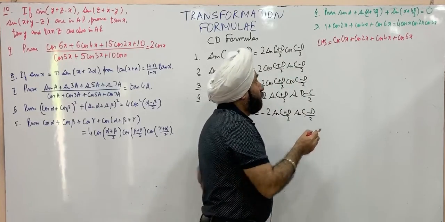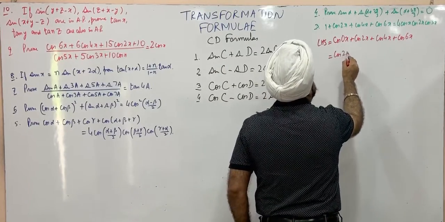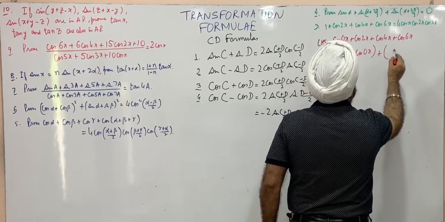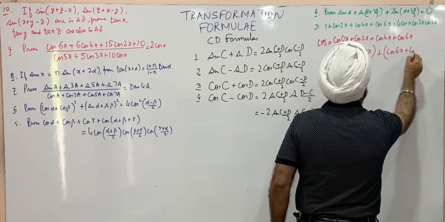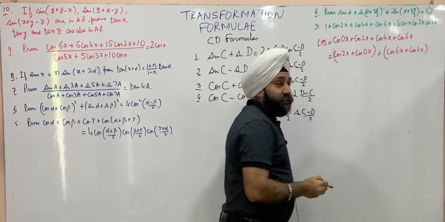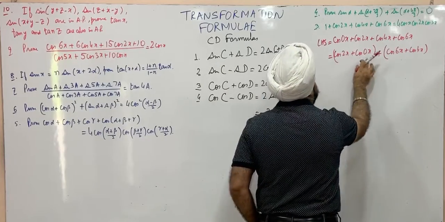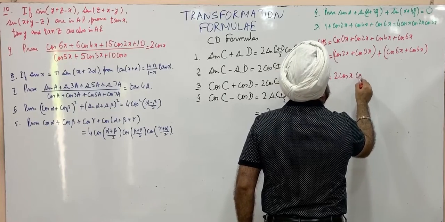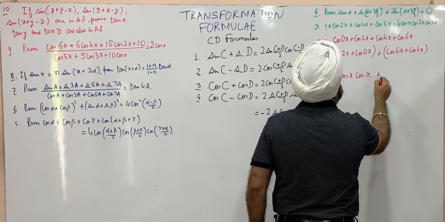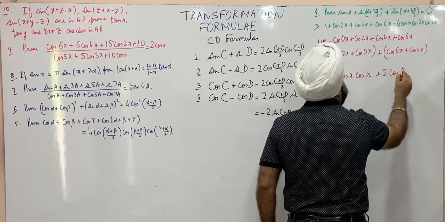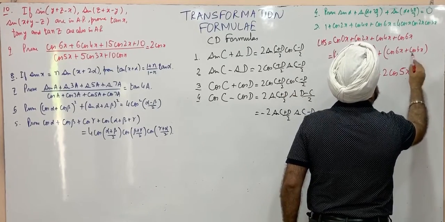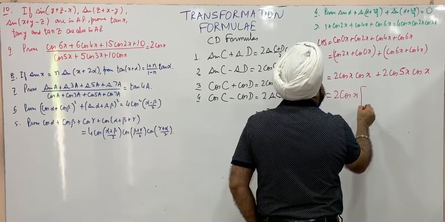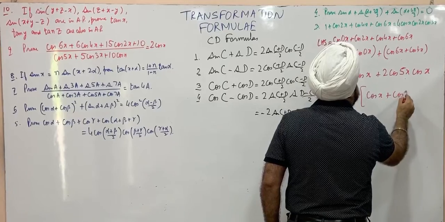Let us change the order. This is cos of 2x plus cos of 0x. We'll pair like this, and this is cos of 6x plus cos of 4x. Make pairs like this. This is cos C plus cos D, which is 2 cos of (C plus D) by 2 into cos of (C minus D) by 2. Take 2 cos of x common. It's cos x plus cos of 5x.